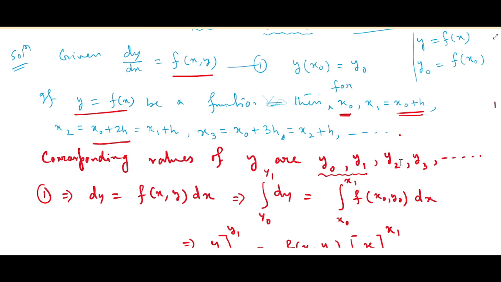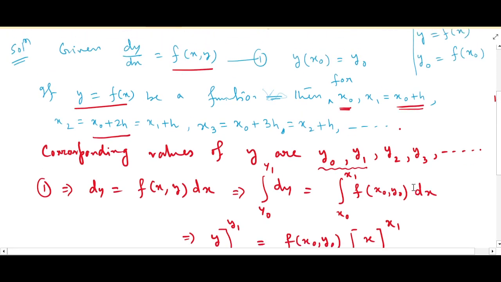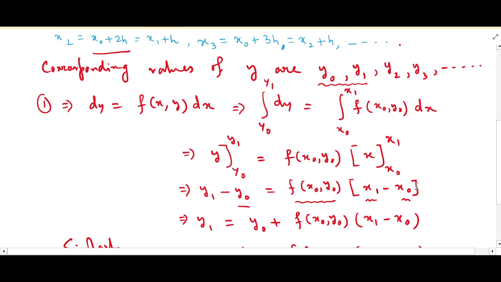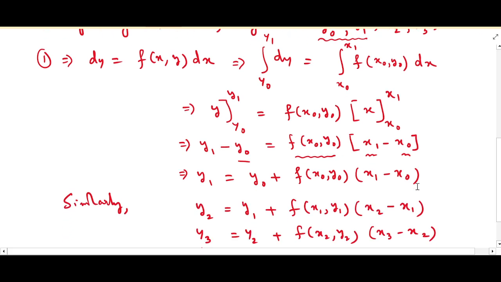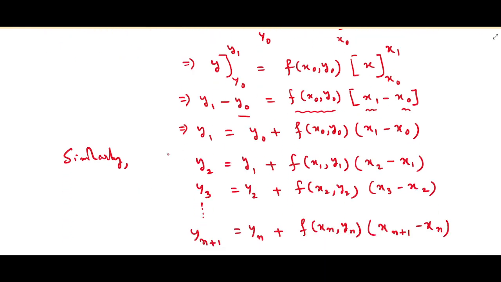And then if we integrate between the limits x naught to x1 and y naught to y1, we'll get the first relation, which is y1 equals y naught plus f of x naught comma y naught into x minus x naught. Similarly, if you integrate equation number 1 between the limits y1 and y2, this will come. Similarly, if we integrate this one between the limits y2 and y3, this will come.